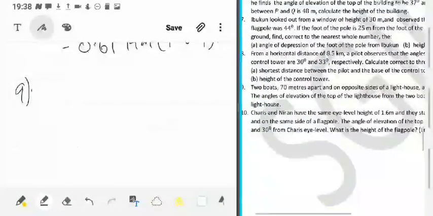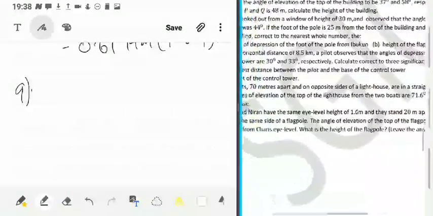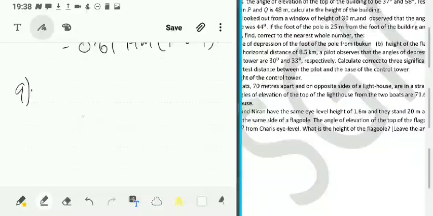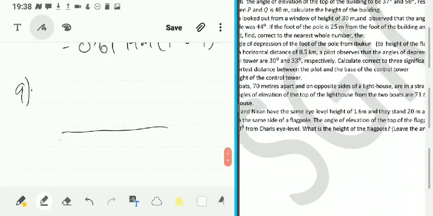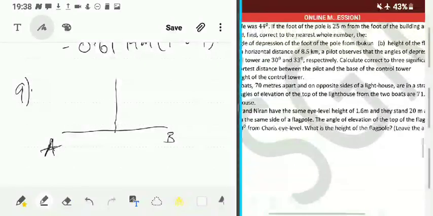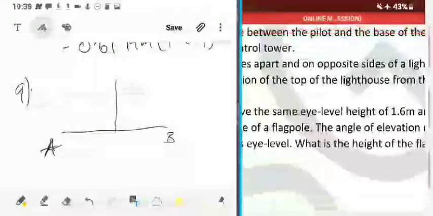Two boats 70 meters apart and on opposite sides of a lighthouse. Okay, so let me call this boat A, boat B. If this is the lighthouse, they said they are on opposite sides. So that means one is either on the eastern side and the other on the western side, or north and southern side. But let's say A is on the west, B is on the east. This is the lighthouse. What other information are we given?